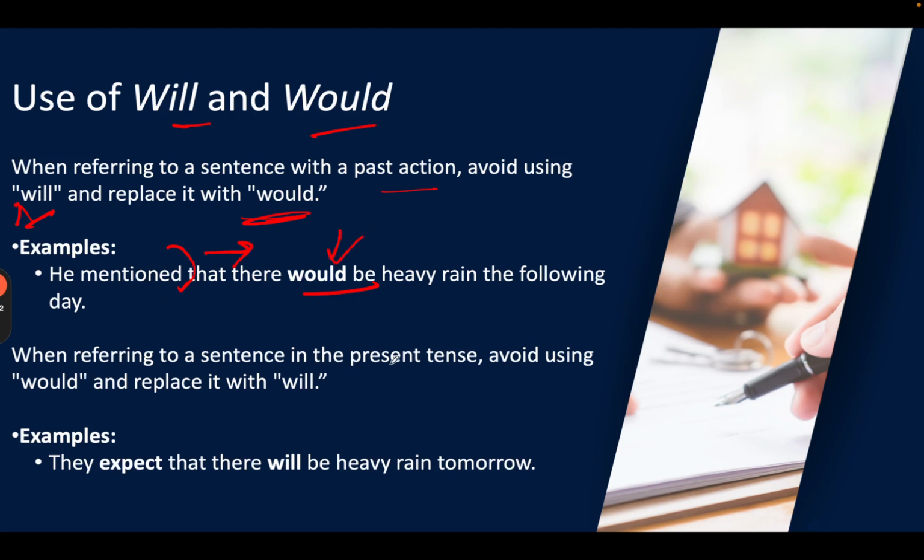When referring to a sentence in the present tense, avoid using would and replace it with will. So you're talking about something in the present, not in the past. In that case, you will use the word will and not would. They expect, now this is clearly giving us the present form, they expect that there will be heavy rain tomorrow. Because you're talking in the present, you will use will. Because you are talking in the past, you will use would. It's as simple as that.